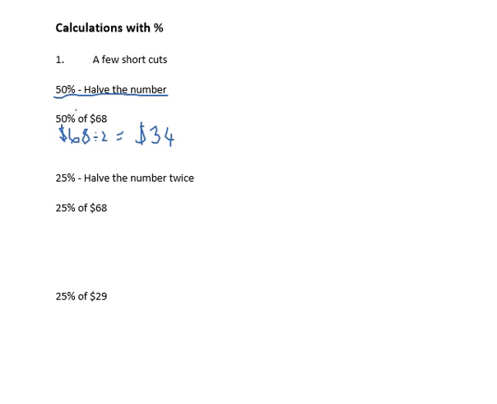Once we understand that 50% is just halving the number, then we can extend that if we're asked to find 25%. Because 25 is half of 50, which means we can just halve the number twice. Halving it the first time gives us 50%, then halving the 50% gives us 25%. So 25% of 68, first let's divide 68 by 2 to get 50%, which we did in the question above.